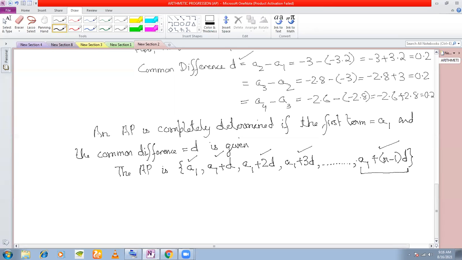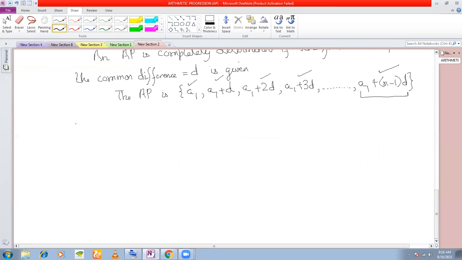In the previous problem, the set was given and you are finding out A1 and D. But in this case, this is just the converse. That is, the A1 is given and D is given, and you need to find out the set of numbers. Okay, let us see examples in this regard.